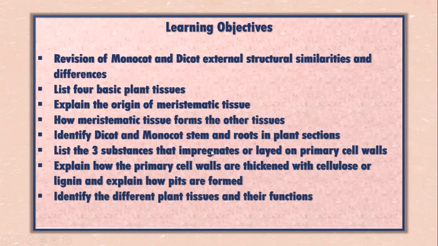We should be able to list the 3 substances that impregnate or are laid on primary cell walls. We should be able to explain how cell walls are thickened with cellulose or lignin and explain how pits are formed, and so therefore identify the different plant tissues and their functions.